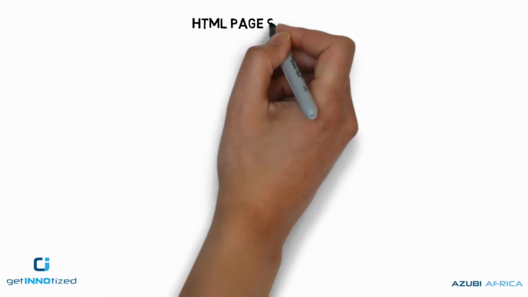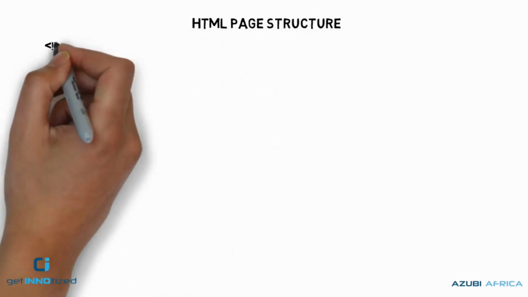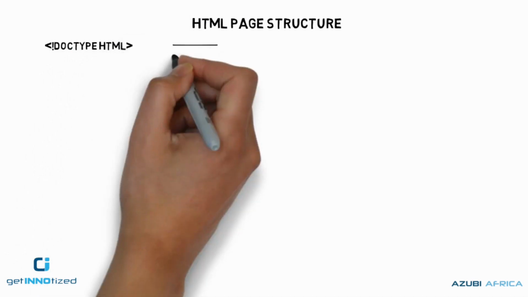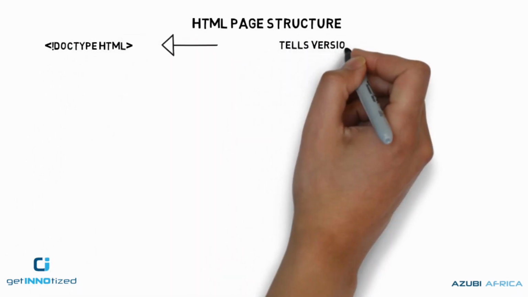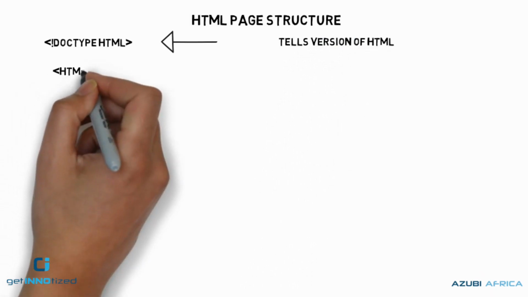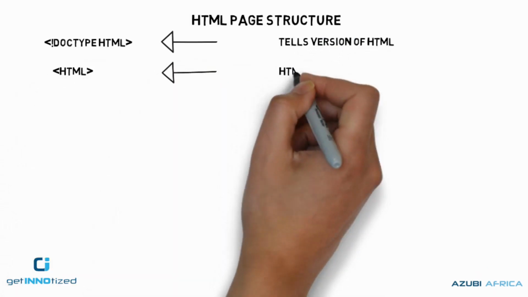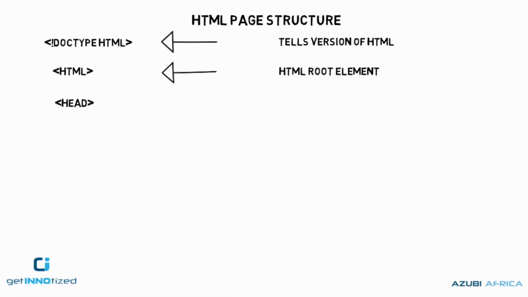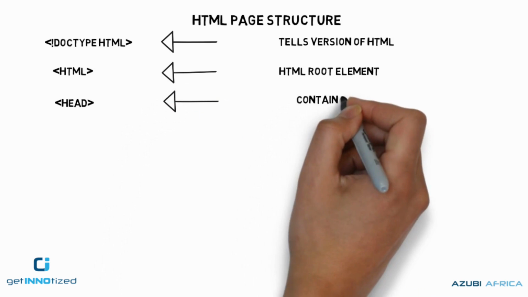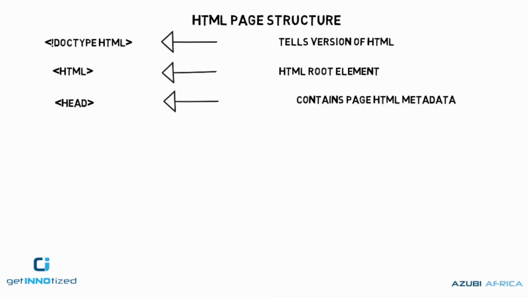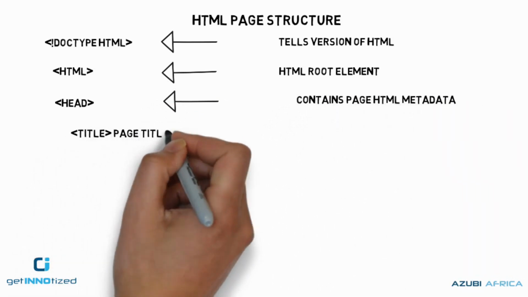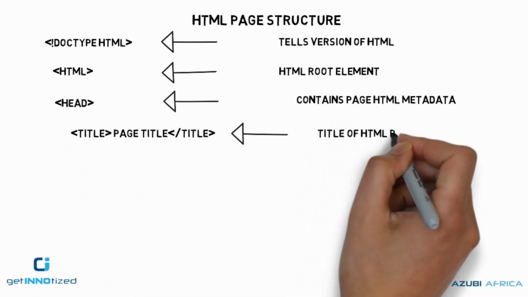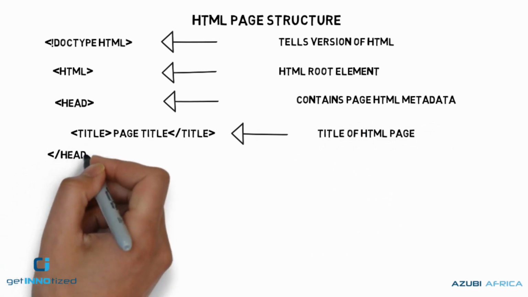So let's have a general look at the coding structure of an HTML page. The first doctype tells the version of HTML the browser should use. The next HTML tag is the root element, which shows the beginning point for our HTML page. We have the headers. The headers contain metadata about our website, including the title. So what is the title? The title gives a description of what website we are looking at.